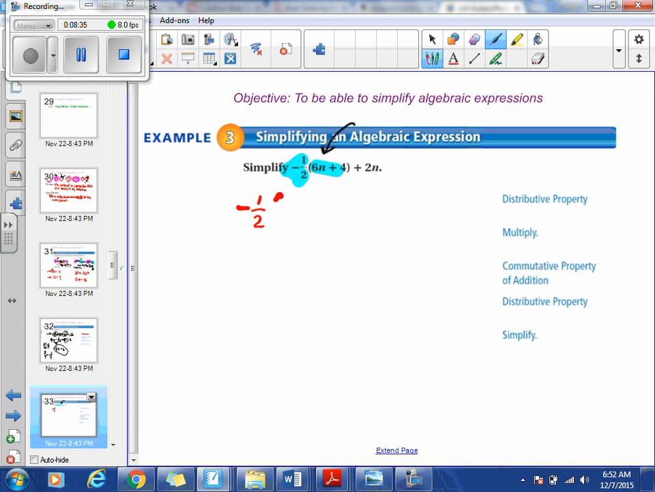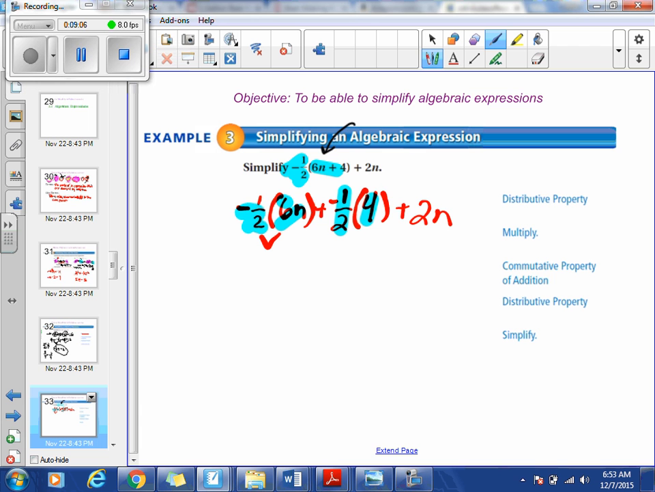I'm going to say, okay, we're going to take negative 1/2 times 6n. And I'm going to take negative 1/2 times 4. All right? So here I took negative 1/2 times everything in that group. Here's where I took it times the 6n. Here's where I took it times the 4. And then I'm going to add 2n at the end. Okay, so now that I've distributed it out, I can just simplify these terms a little bit.